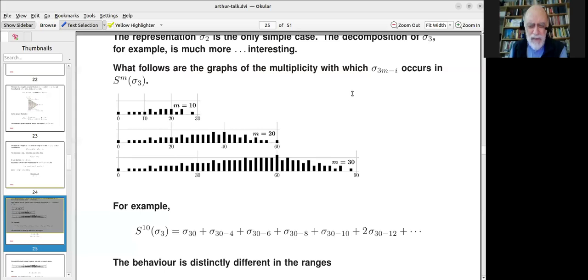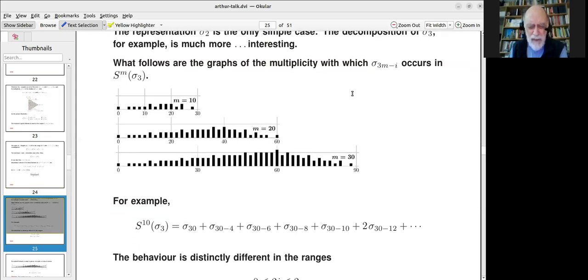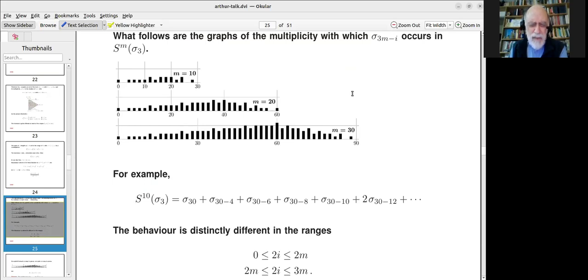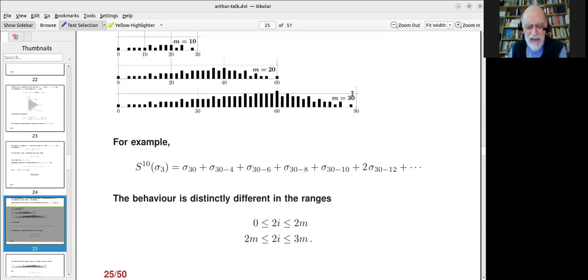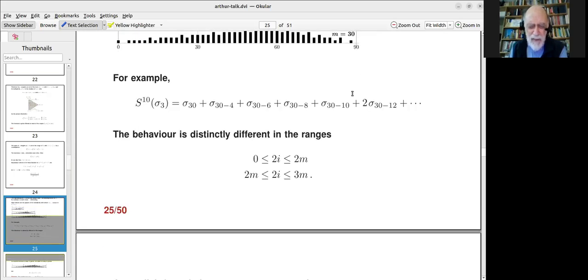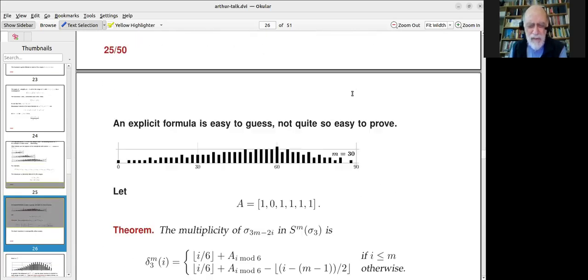So I haven't graphed the weight multiplicities. It's not very educational. But for example, this tells you that the symmetric power S of 10 of sigma 3 is equal to sigma 30 plus sigma 30 minus 4 plus sigma 30 minus 6, and so on. You can read out directly off what the decomposition is. And the behavior here is like the one for sigma 2. The behavior is distinctly different in different ranges. As I say, this is a pattern that repeats throughout the whole subject.